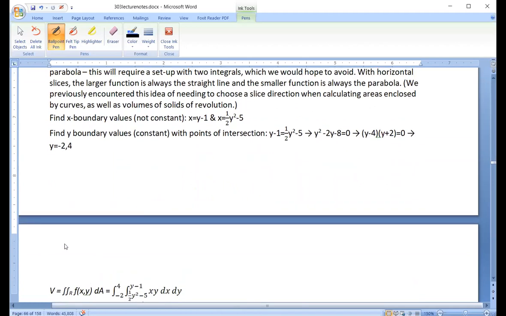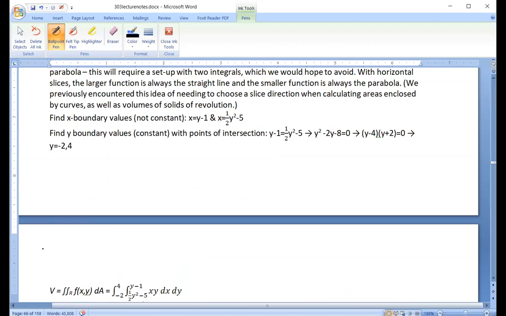So the volume, as a general statement, we know it always equals the double integral over the region R of our function f of x, y dA. Now, what does that mean? Well, with the dA, we decided that we're going to do horizontal slices. So dy is on the outside and dx is on the inside. We just found the boundaries for y are -2 to 4. And we found the boundaries for x are half y squared minus 5 up to y minus 1. And then the function goes in the middle, is what we're integrating.